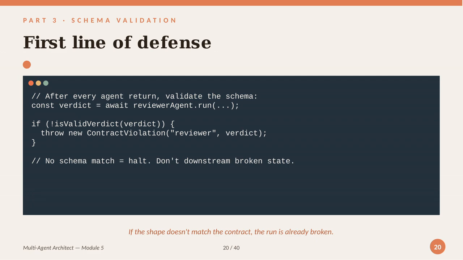The implementation is also simple. Define your schema once. Use a validator, JSON schema, Zod, whatever fits your stack. Wrap every agent call in a validate then proceed pattern. The overhead is negligible. The protection is real. If the shape doesn't match the contract, the run is already broken. Continuing is just adding more broken state to the broken state. Halting is what gives you a chance to fix it.